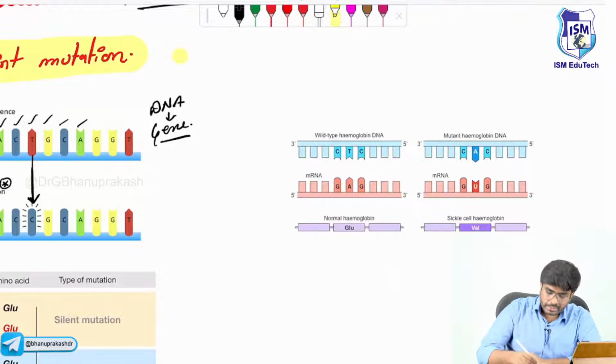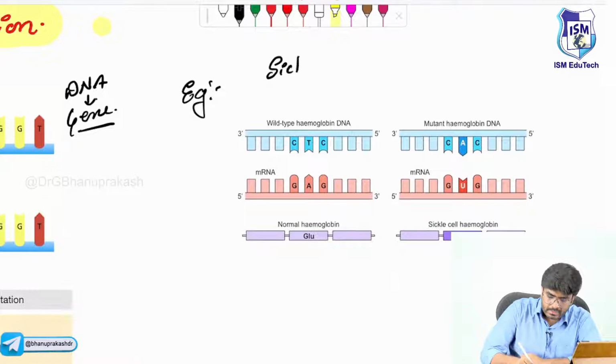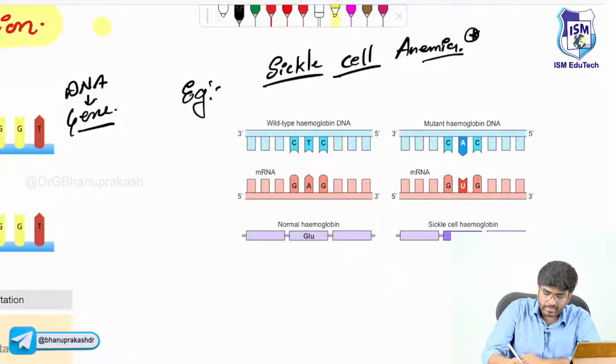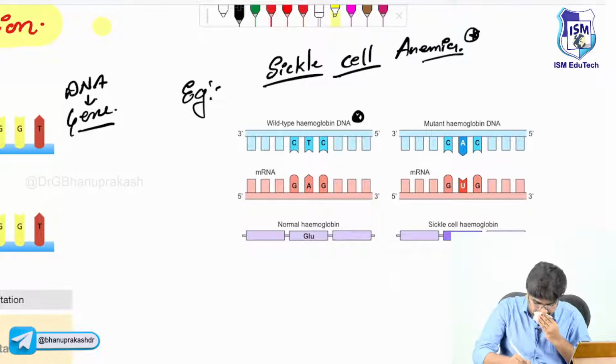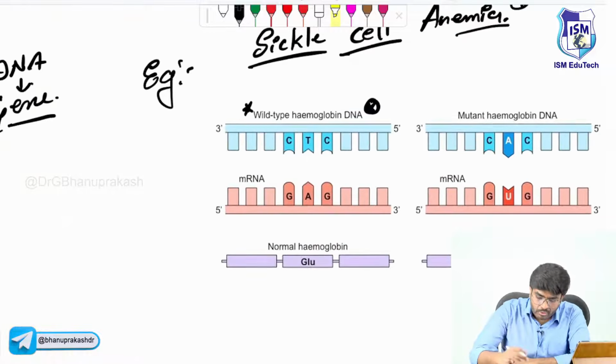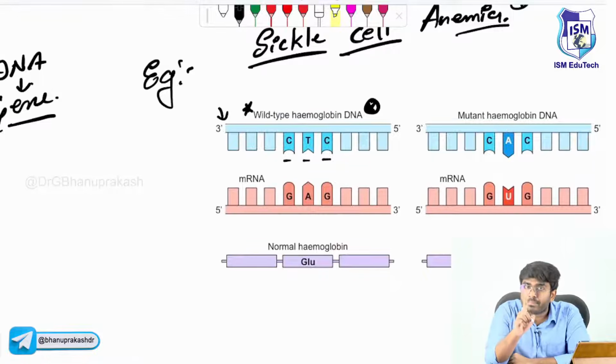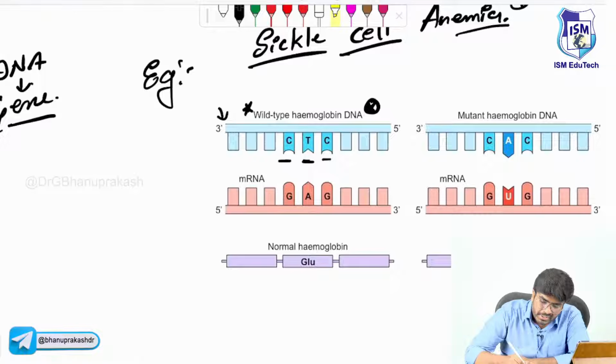Before going to the possibilities, let me tell you an example: sickle cell anemia. Wild type means normal. This is the gene which is coding for the normal hemoglobin. Look here, there is CTC. I am right now talking at the level of DNA. The genes are present in DNA. Say, this is normal hemoglobin, CTC.